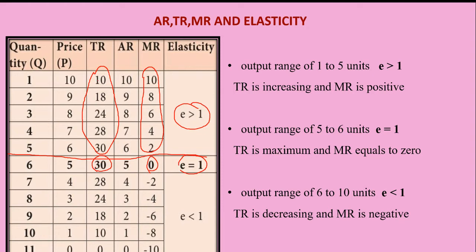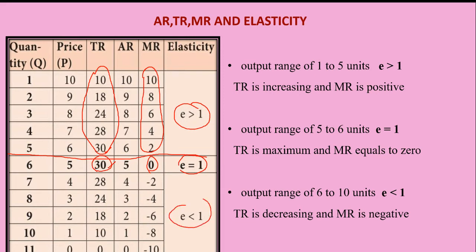Maximum means this is the highest point here. 30 is the highest, so it is the maximum. Constant means, here it is 30, here also 30. That's why they say maximum and constant. What is the next point?